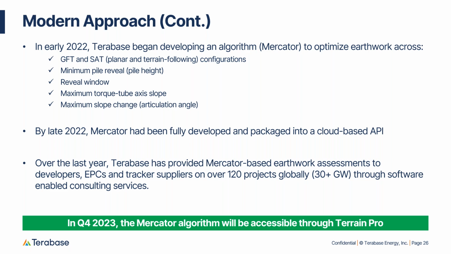And over the last year, Terrabase has provided Mercator-based earthwork assessments to developers, EPCs, and tracker suppliers on over 120 projects globally. That's over 30 gigawatts of projects through our software-enabled consulting services. And now in Q4 of 2023, we're going to be releasing that Mercator algorithm. It's going to be accessible through our Terrain Pro application, and that is going to be part of the PlantPredict suite of software tools.